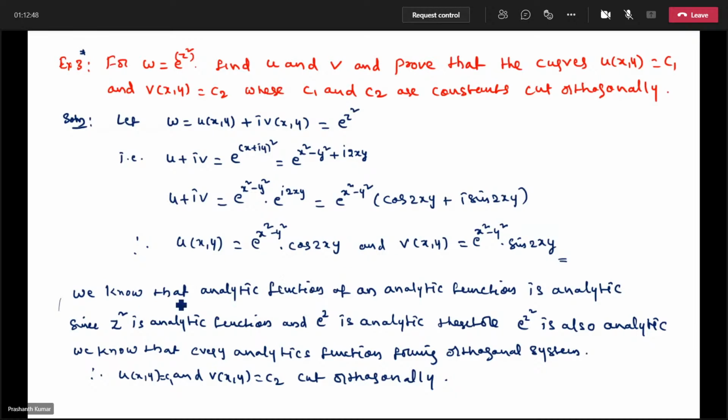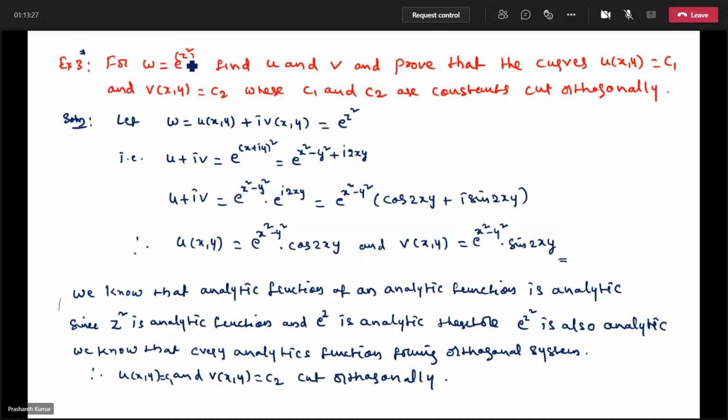For this, we know that an analytic function of an analytic function is analytic. Therefore, first we find u and v. After that, we want to show that w is equal to e to the power of z square is an analytic function. For this, I want to find the CR equations. If the CR equations are satisfied for this u and v, then we call the function w analytic. But without that, we know that z square is an analytic function and e to the power of z is an analytic function.